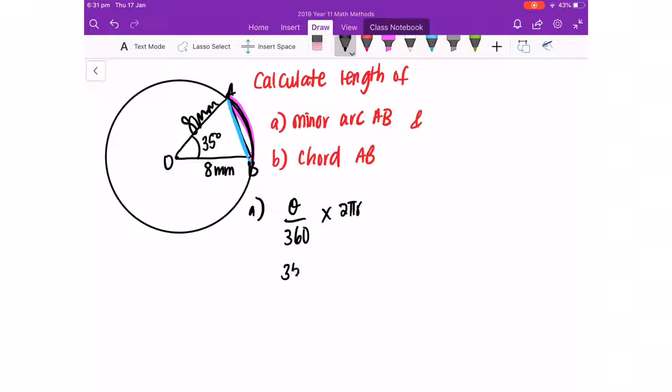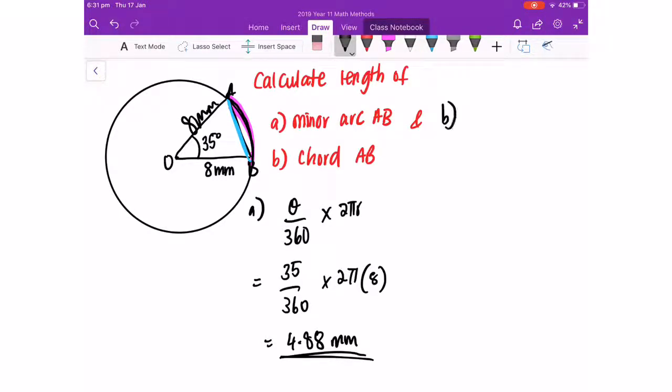Alright, so let's quickly get that done. It's going to be 35 divided by 360 and multiplying it by 2 pi r, which is 8. I'm just going to put that into my calculator really quickly. So it's 35 divided by 360 and then times by 2 times pi times 8. And that becomes 4.88 millimeters. So make sure you're putting units in there as well.